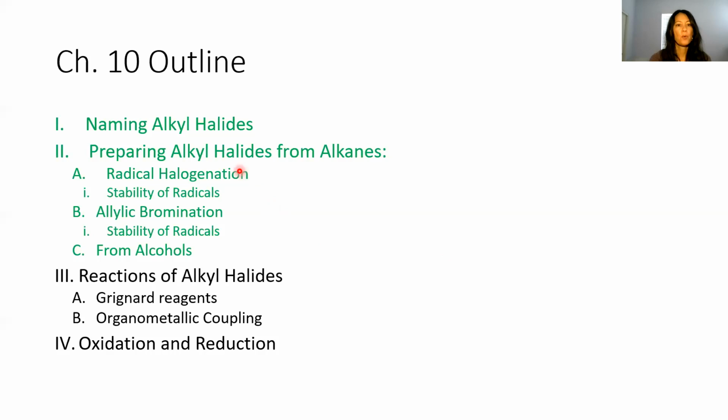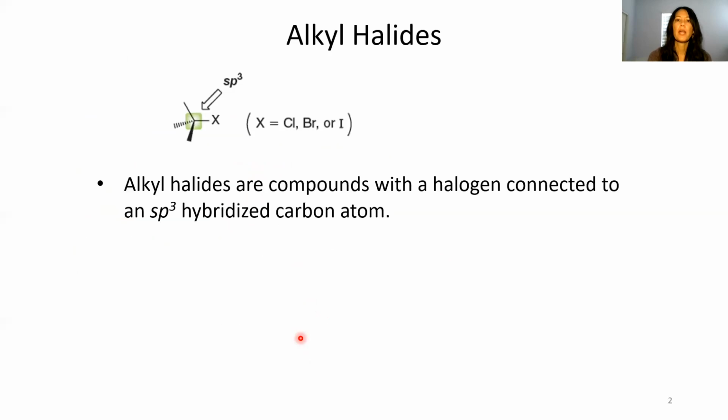Okay, so in terms of the preparation, within the radical section, we need to talk about stability of radicals. You guys haven't heard this yet. You've had a preview of radical reactions, but there are different types of stabilities of radicals, including allylic radicals. So we'll discuss that. And then in the next video, we talk a little bit more about reactions of alkyl halides.